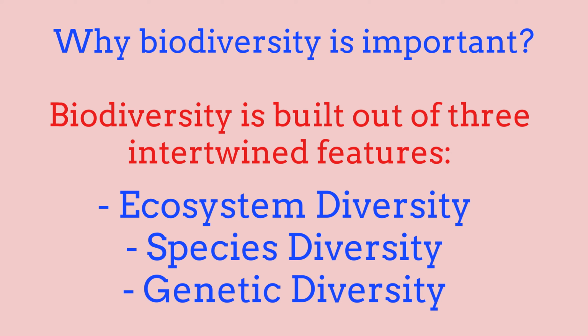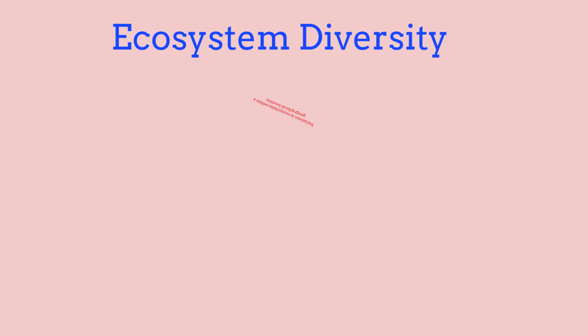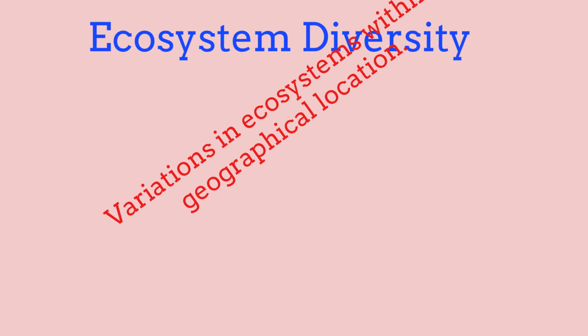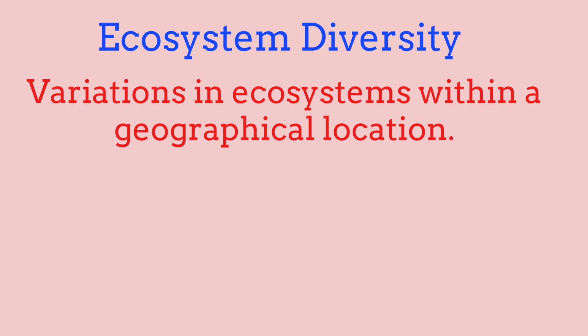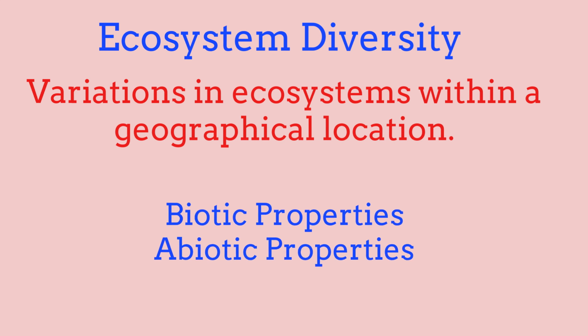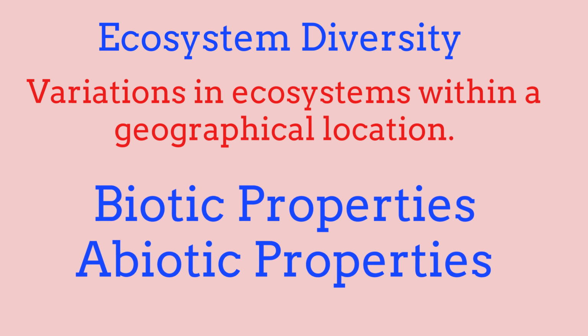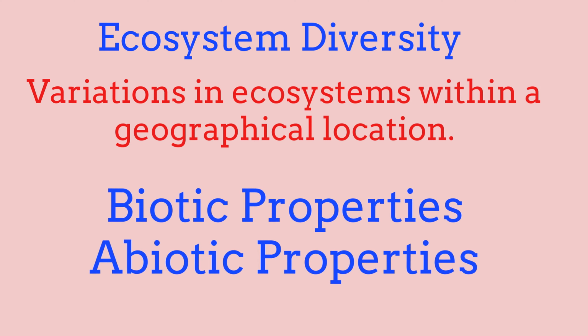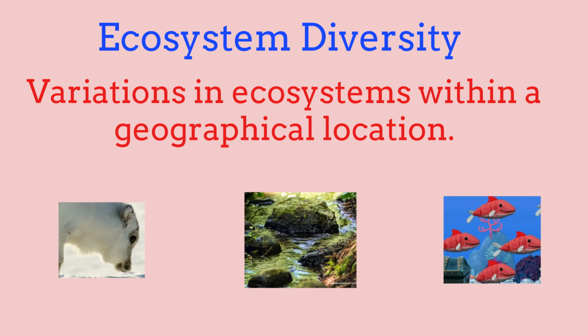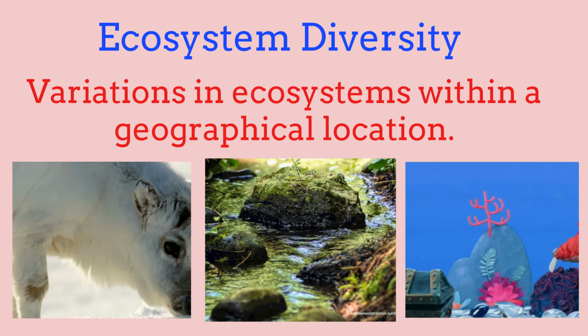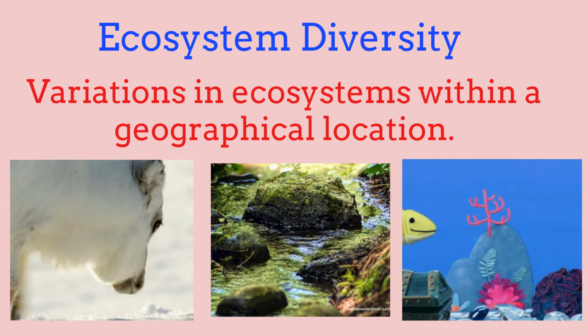So as I just said before, we're going to now cover the 3 different intertwined connections for biodiversity, and those are species diversity, genetic diversity, and ecosystem diversity. So let's start off with ecosystem diversity. So ecosystem diversity deals with the variation in ecosystems within a geographical location. Ecosystem diversity addresses the combined characteristics of biotic properties and abiotic properties. And if you didn't know, biotic means living and abiotic means non-living. And some examples of ecosystems could be deserts, forests, cities, marine ecosystems, rainforests, and so on.